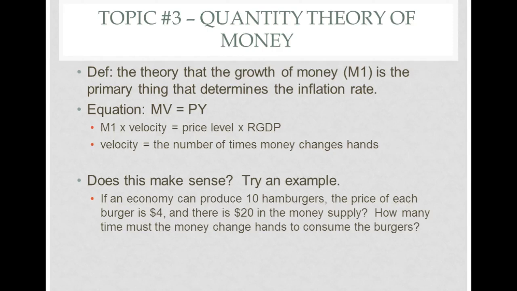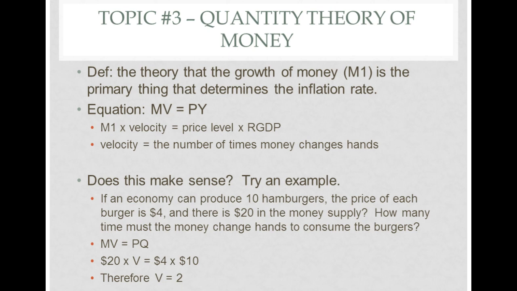There's $20 in cash. If we want to consume all $40 worth of hamburgers, how many times must the money change hands, or what must be the velocity of money? Well, we have $20 and there are $40 worth of burgers. So if we again think about MV equals PQ, we realize that $20 times some amount of velocity must equal 4 times 10. And therefore the velocity in this case is 2.